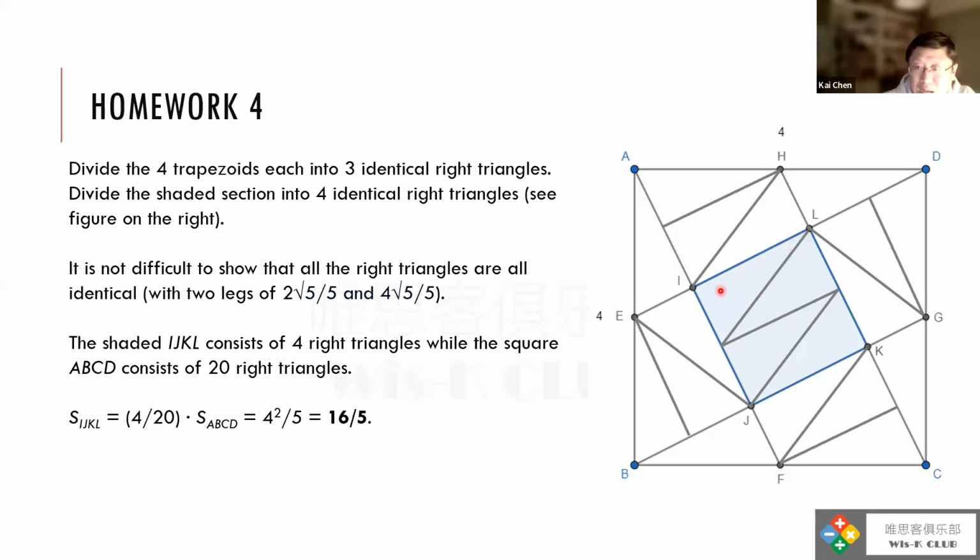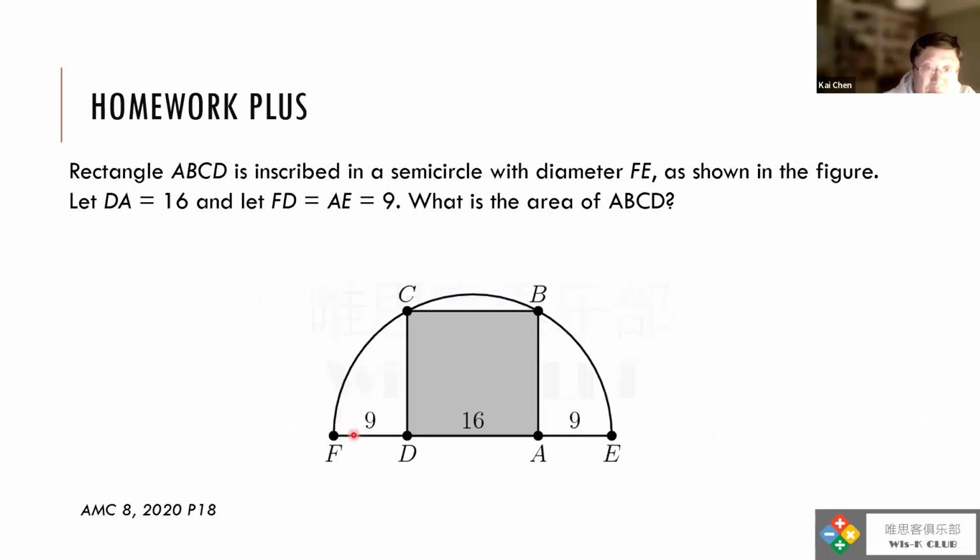For the smaller one, KJIL, it's 4. So 4 over 20 is 1/5. Actually, it's 1/5 of the area of ABCD. And then it's easy to find what the area of this is. Last one.